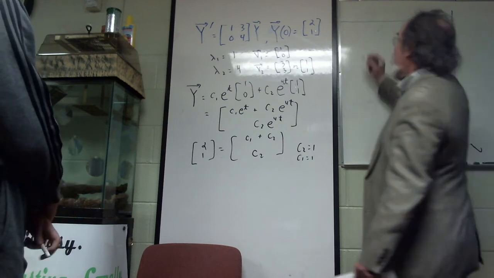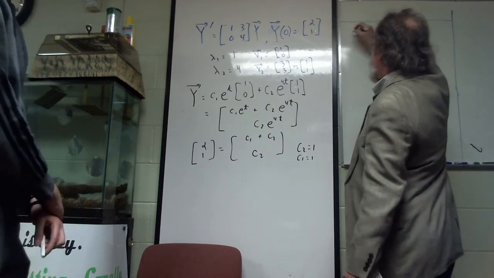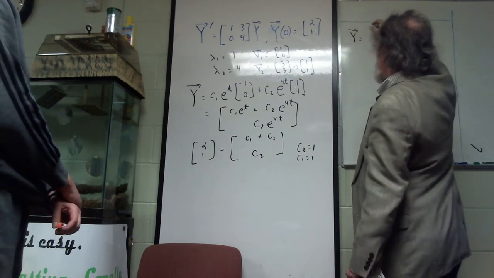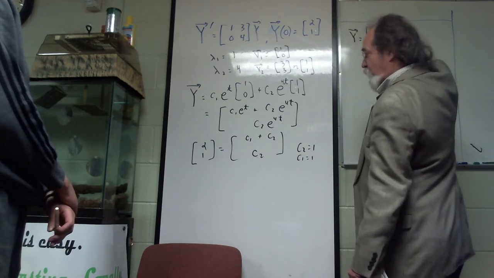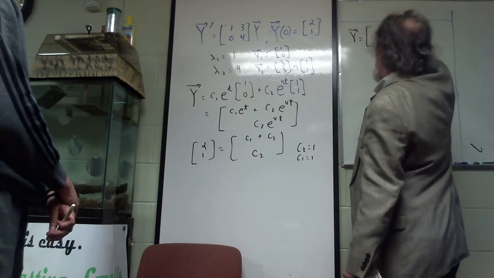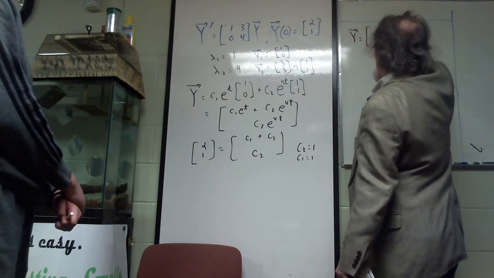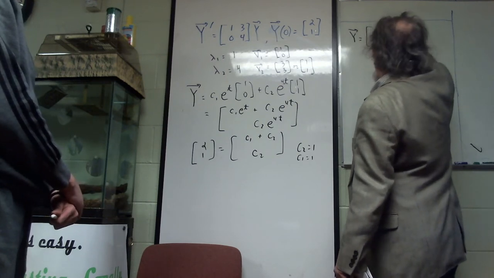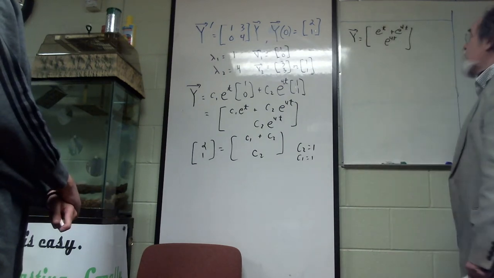So let's write down what we know. For this differential equation with initial condition, the specific solution is the vector with C1 and C2 both 1s: e to the t plus e to the 4t, e to the 4t, and that's it. That's the solution to my system.